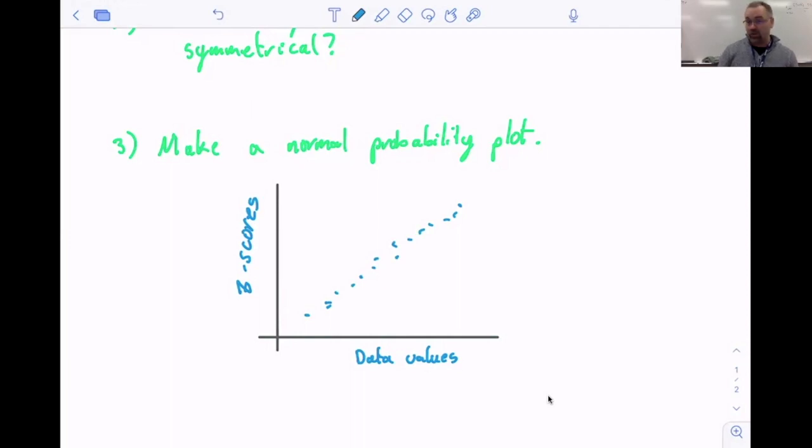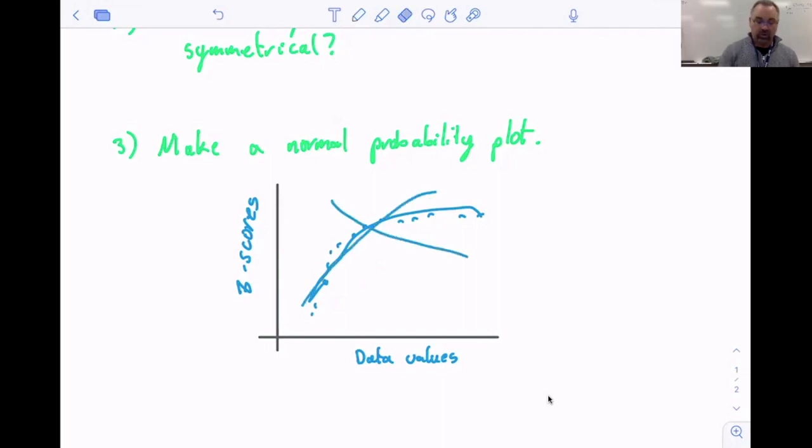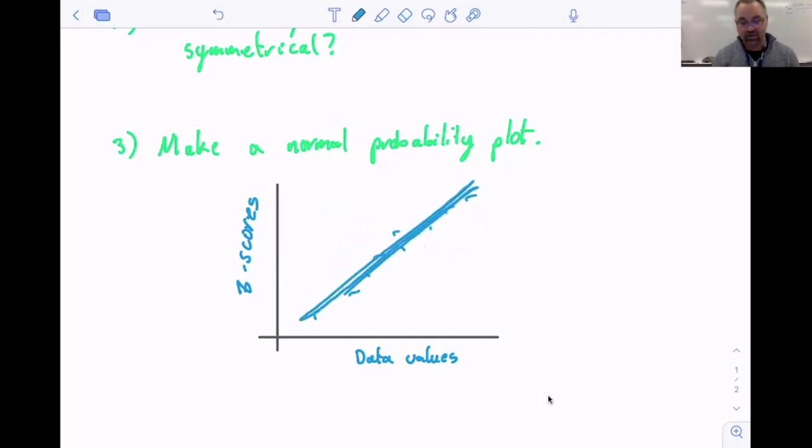If we see a curved pattern, or we see something where the data points do this, that is not a good indication for a normal. Okay, it's got to be a nice linear pattern. Okay, so like I said, a curve, no, we don't want that. Okay, what do we want? Nice linear pattern. That's a good indication of normal. So let's take a look at what the normal probability plot would look like for our data.